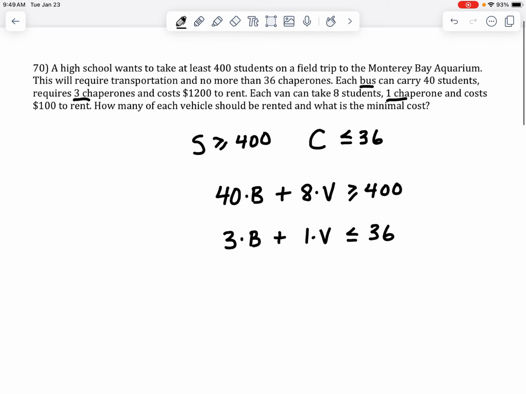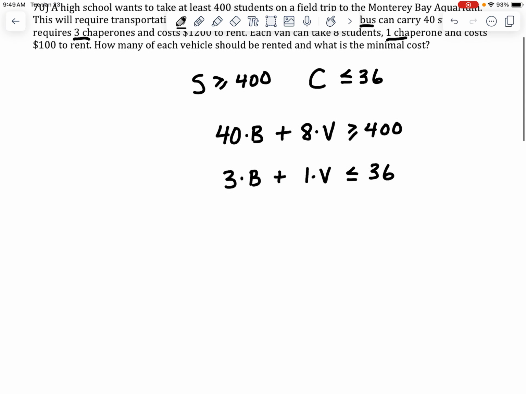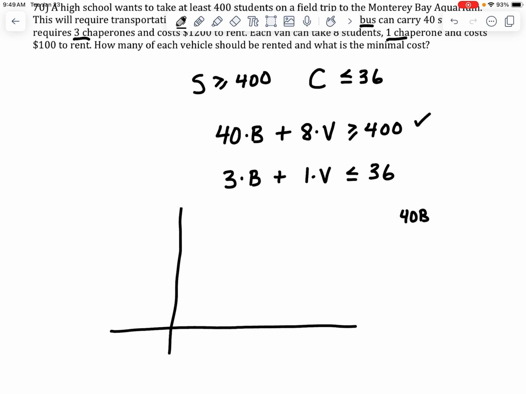All right. Now this is basically describing an area in the first quadrant. So I could start graphing this in the first quadrant. And if I use the first equation and basically just make a little table of values, so I'll just pretend that it's an equal sign. So 40b plus 8v, if you set that equal to 400, and then, so I'm going to use b as if it's the x-axis and v as if it's the y-axis.